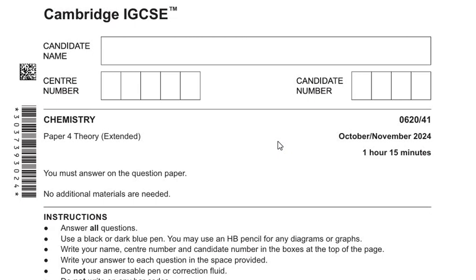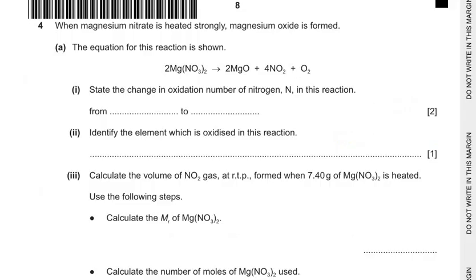We have already solved questions 1, 2, 3 of the 0620 question paper 4-1 of the examination series October-November 2024, and now let's go ahead with the remaining questions. So let's start with question 4 now. When magnesium nitrate is heated strongly, magnesium oxide is formed. So magnesium oxide is formed here, which is shown here in the equation.